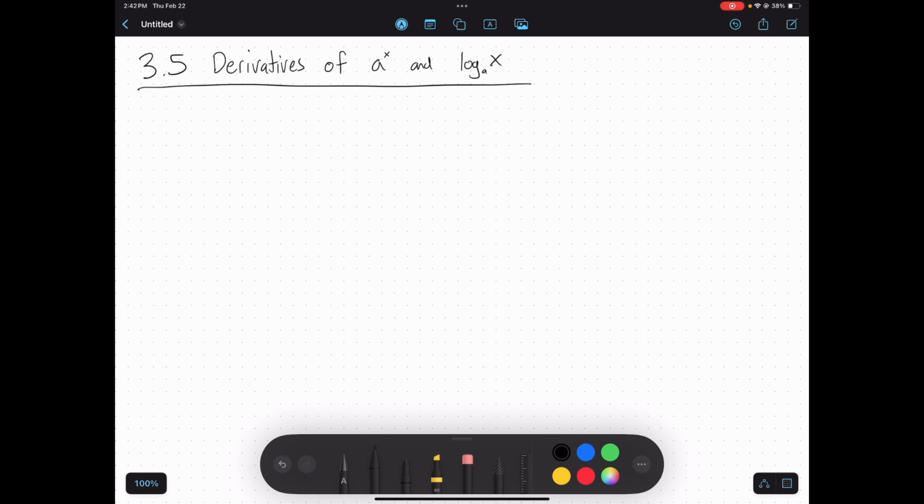Now, it's interesting because I actually spoiled this in 3.1. We talked about how to find the derivatives, what the formula would be for a derivative of a to the x, and same thing with log base a. We talked about the formulas for each of those. So today is more just a practice. We're going to practice actually using these derivative formulas.